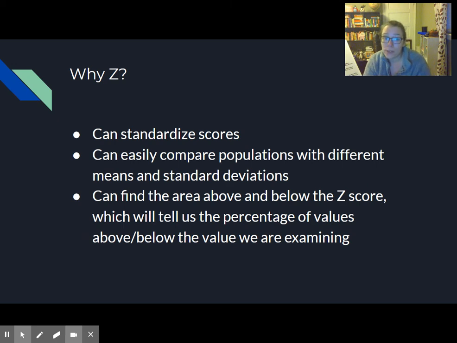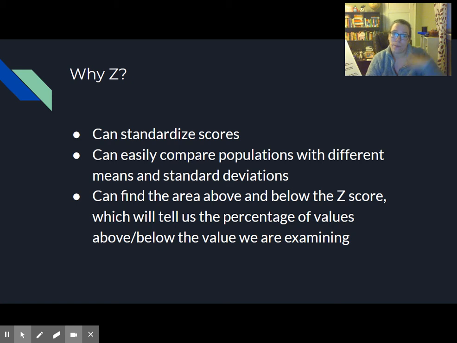So why would we do this? Why would we take one score and turn it into a z-score? We do this so we can standardize them, so we can use that normal curve distribution even for populations that might not have a normal curve, or samples that might not have a normal curve. This also allows us to easily compare populations with different means and different standard deviations.